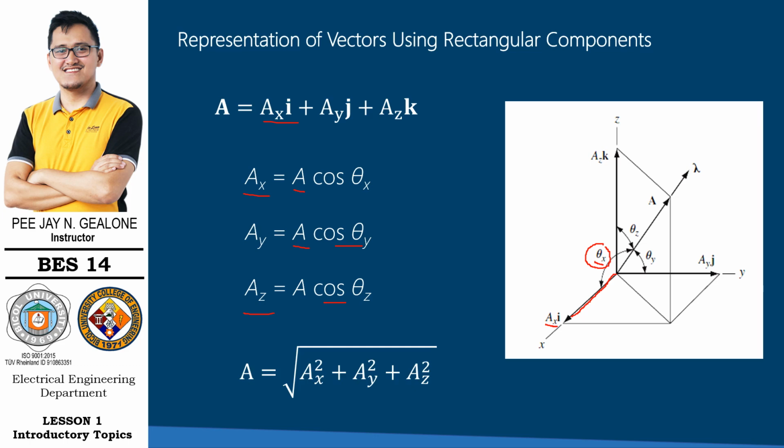So if we have the values of AX, AY, and AZ, we can now solve for A using the Pythagorean theorem that states that A is equal to the square root of AX squared plus AY squared plus AZ squared. So assuming na ang given sa atin is a vector, masosolve na natin ang kanyang components. If given naman sa atin ang components, masosolve din natin ang kanyang magnitude. Okay? So sa angle naman, makukuha din natin siya using the trigonometric principles.